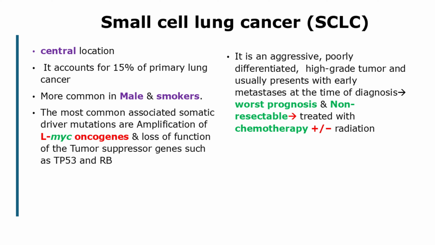The most common somatic driver mutations associated with small cell lung cancer are amplification of L-MYC oncogenes and loss of function of tumor suppressor genes such as P53 and RB. Small cell lung carcinoma is an aggressive, poorly differentiated, and high-grade tumor. By the time it's diagnosed, the cancer has often already metastasized, so surgery usually isn't an option. Treatment is chemotherapy, sometimes paired with radiation.